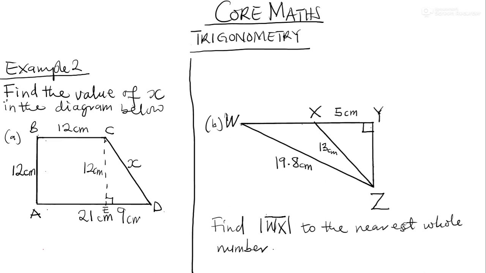So this is 9 centimeters. From here to here is the 9 centimeters. And then from A to D is 21 centimeters. So that is it. We know this side, we know this side, so we can use Pythagoras theorem to find this side. Okay, good.